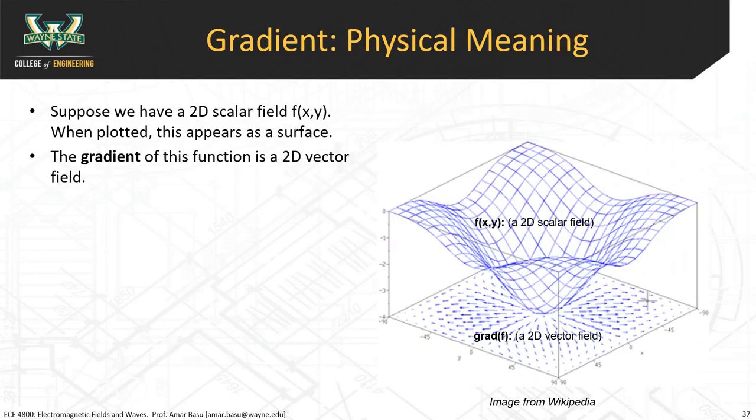We imagine that we have a two-dimensional scalar field, f of x, y, and when we plot it, this appears as a surface. What you see on the top here is a plot of a two-dimensional scalar field. Just for some physical intuition, let's say this f of x, y is the elevation. Let's say this is a contour map, like a map for when you're going hiking in the mountains. Let's just say elevation.